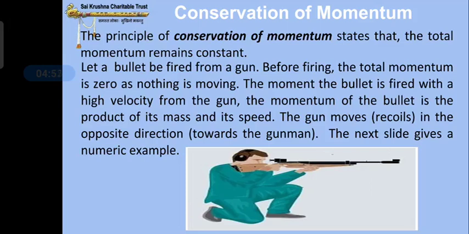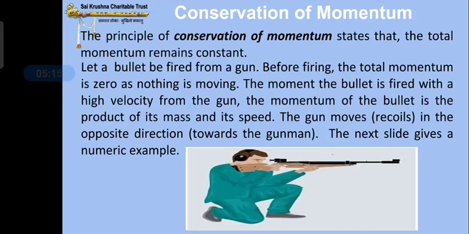Let a bullet be fired from a gun. Before firing, the total momentum is zero as nothing is moving. The moment the bullet is fired with a high velocity from the gun, the momentum of the bullet is the product of its mass and speed. So the gun recoils in the opposite direction, that is towards the gunman.